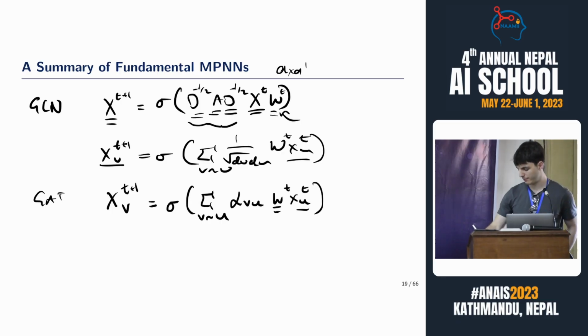Okay, so let's decompose this. These are all matrices, by the way. W_t is just a weight matrix, so this would be d times d prime, for example. X_t is the features we have at layer t. And then this term is called a symmetrically normalized adjacency matrix.